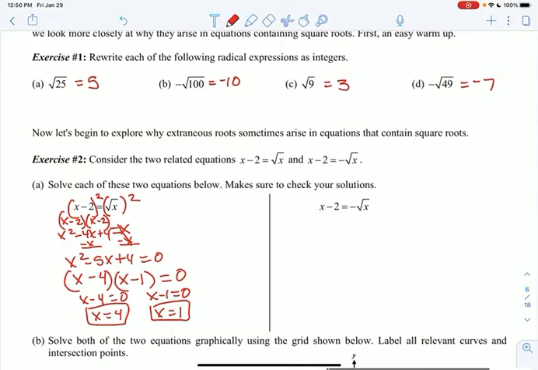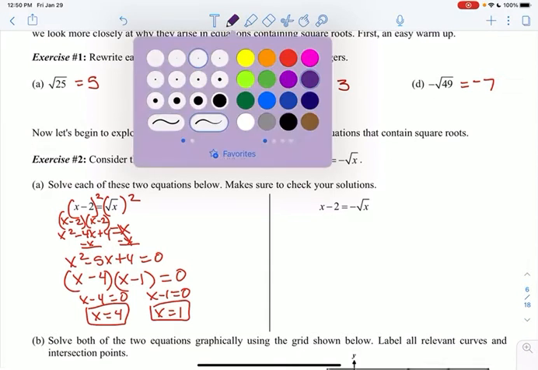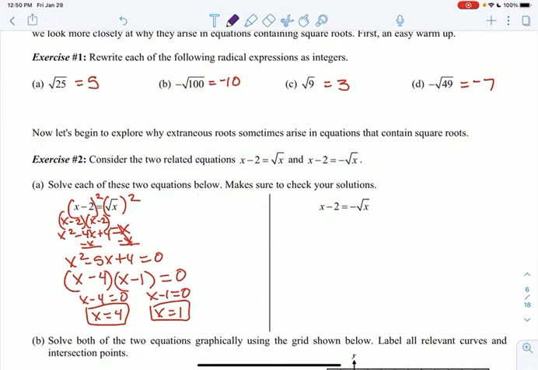Now I need to check those answers. I'm just going to do a quick check for when x equals 1. So I'm going to plug in 1. 1 minus 2 equals the square root of 1. Well, 1 minus 2 is negative 1, and the square root of 1 is 1. So I need to reject this answer. That doesn't mean I erase it. I leave it right there, but I'm going to reject that answer.